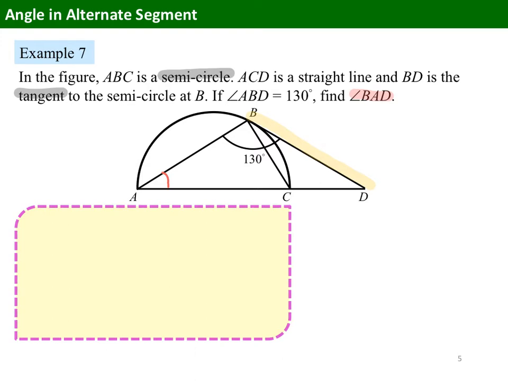by the angle in the semicircle, we have angle ABC equals 90 degrees. And 130 degrees minus 90 degrees, we have angle CBD equals 40 degrees. This is the tangent chord angle made by the tangent and BC. The angle in alternate segment is angle BAD, which is 40 degrees, just like this angle.